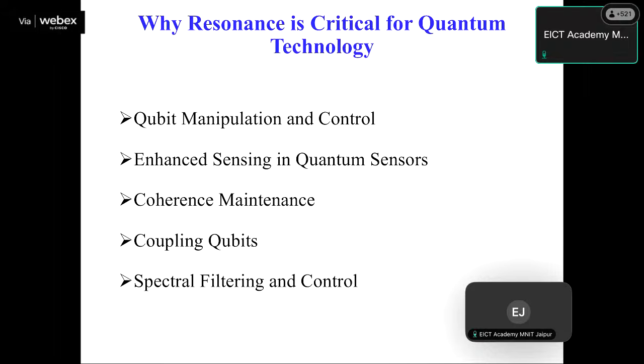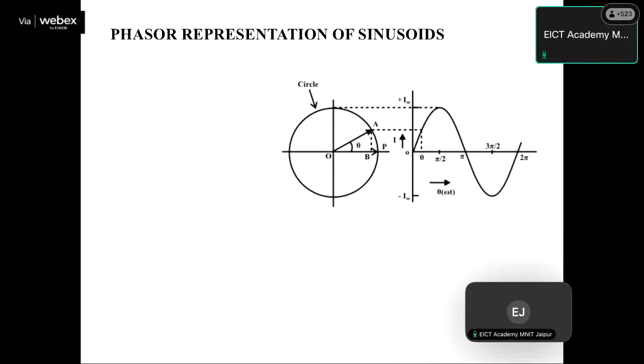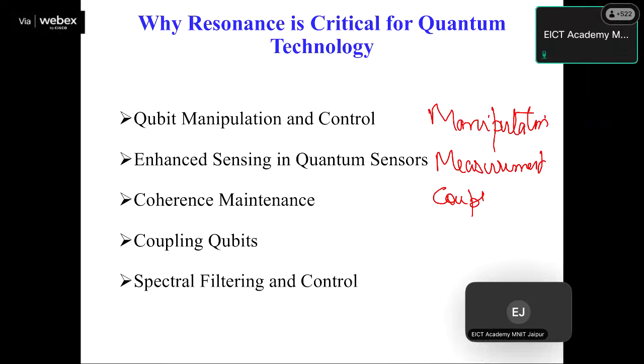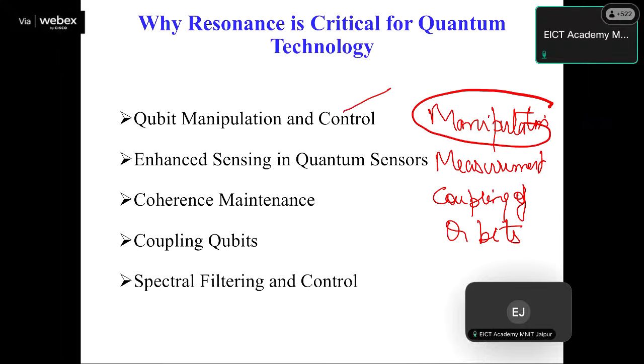So the question is, why in this course do we need to study electrical networks? Why is resonance critical for quantum technology? Now, I say in minimum words, resonance is needed for quantum technology for, number one, manipulation. Number two, measurement. And number three, coupling of qubits.